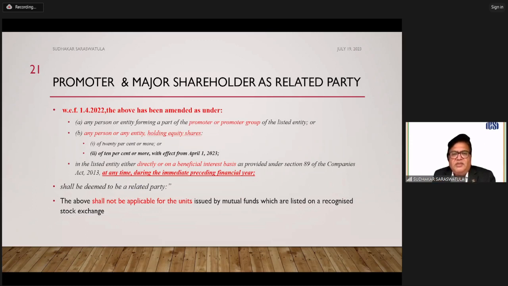And during this particular financial year, they may not have any shareholding also, but still they become related parties. Similarly, for the next financial year, that is 24-25, if any individual or entity held more than 10% of the shareholding during 23-24, they become related parties in the financial year 24-25. So this is one important feature one has to understand.